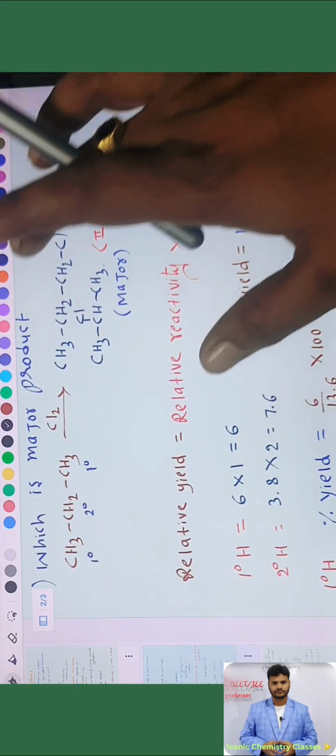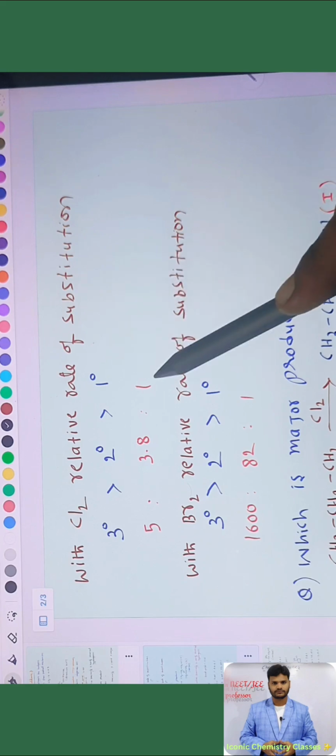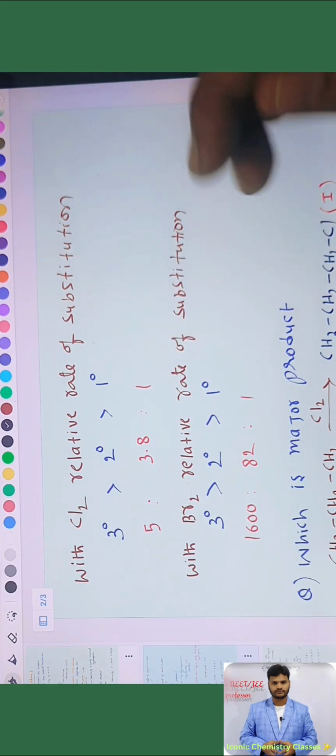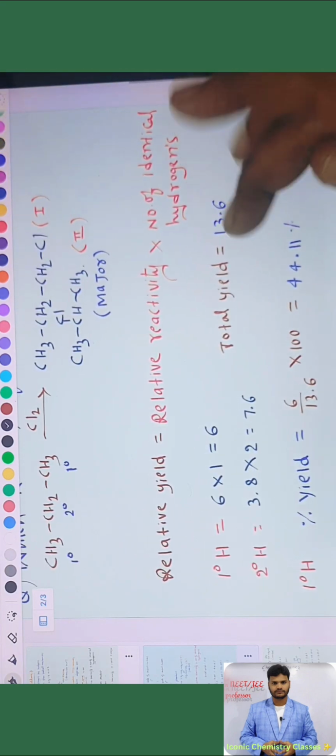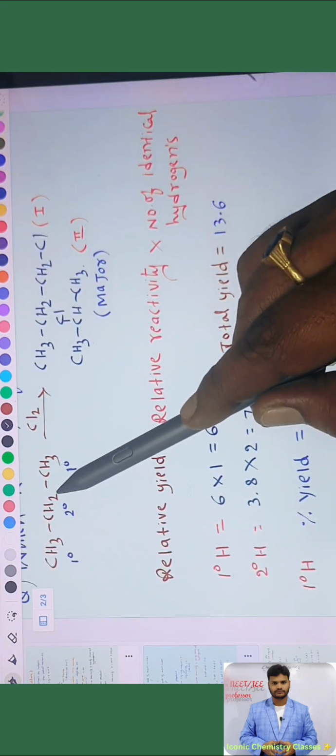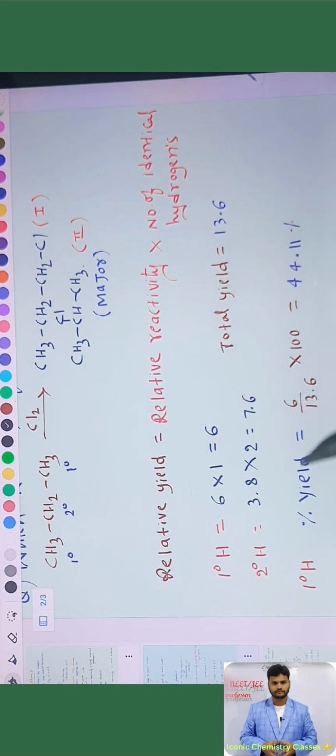There are 6 primary hydrogens, with relative rate one time, which means 6 into 1, 6. Next, 2 degree hydrogens. How many 2 degree hydrogens are here? 2. The relative rate is 3.8, so 3.8 into 2, you will get 7.6. Actually here there is no need to find the percentage of yield. Increasing relative yield means definitely that is the major product.